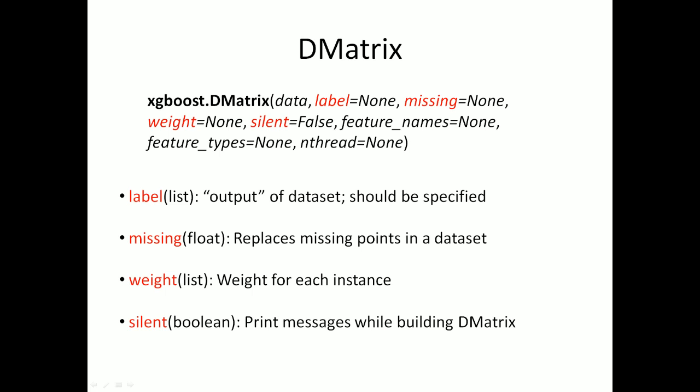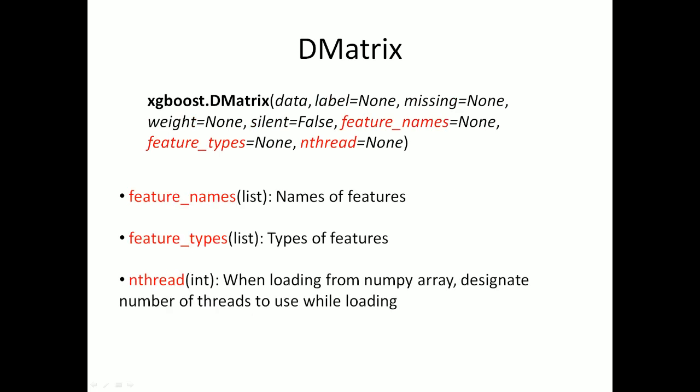For incomplete datasets, missing allows you to replace missing values with a decided number, defaulting to none if not set. Weight allows the user to manually determine the weight of each instance, but like missing it will default automatically, meaning that it should only be altered if the user knows what they're doing. Silent simply determines whether or not the data structure should print messages during construction, defaulting to not printing messages.